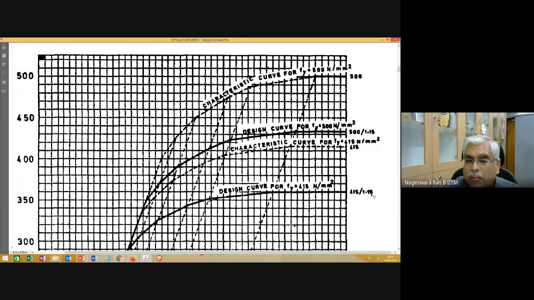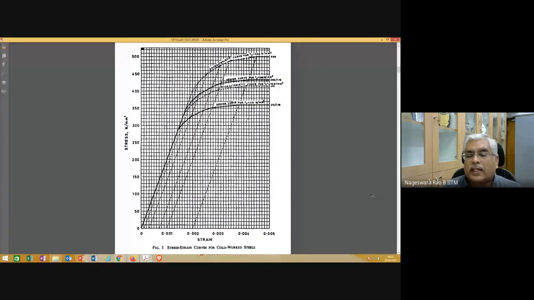And the other salient points, whatever we discussed, 0.2% strain, 0.1% strain, all those things, those corresponding dotted lines we have seen in the previous figure, are all again reproduced here. Okay, and now for Fe500 steel and Fe415 steel, corresponding to these strain values, what is going to be the stress value?